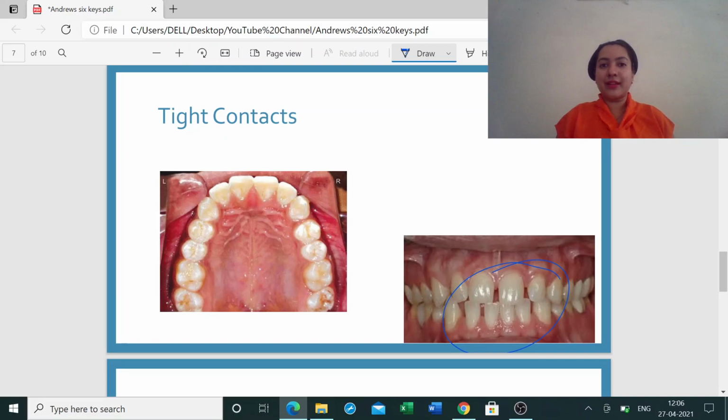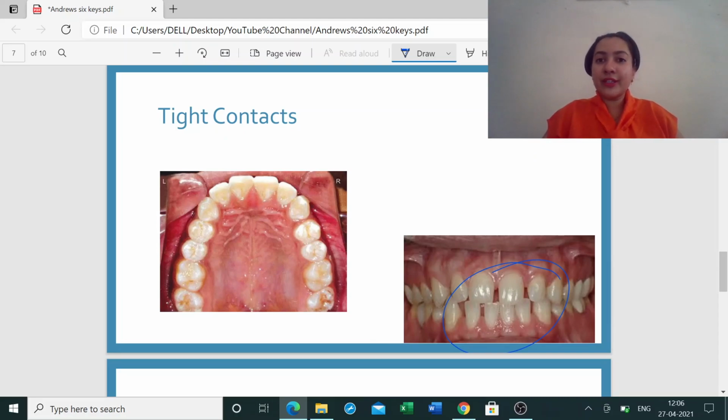What are the disadvantages of this space? First, aesthetics. It does not look good. It is not aesthetic enough. Second, there can be food lodgement, and if there is food lodgement, it can lead to dental caries, gingival recession, swelling in the gingival region, and all your periodontal problems. So this is the problem if we do not have tight contacts.